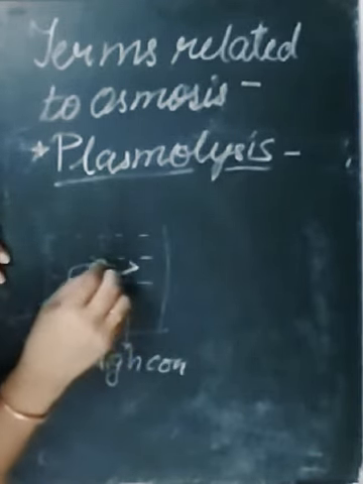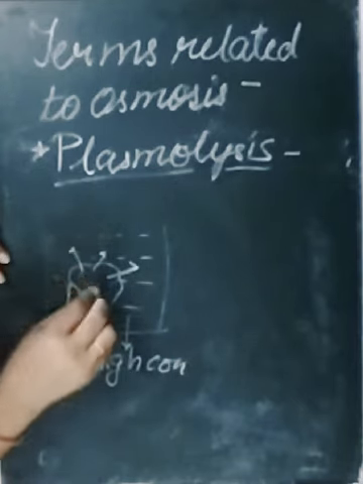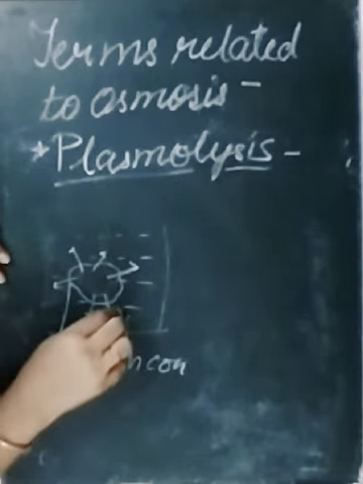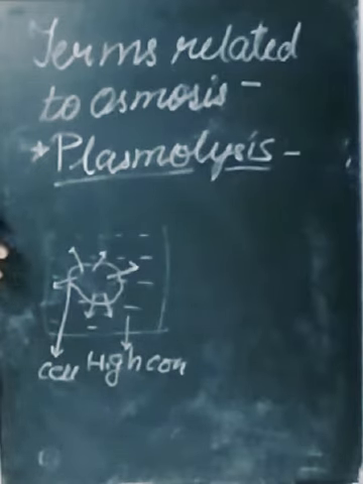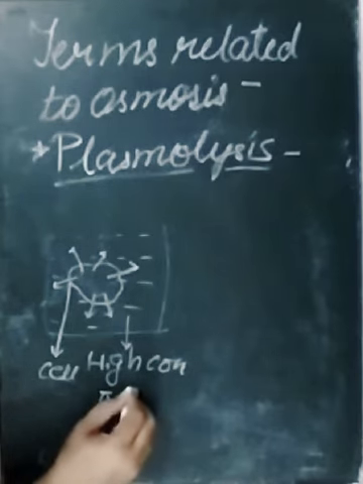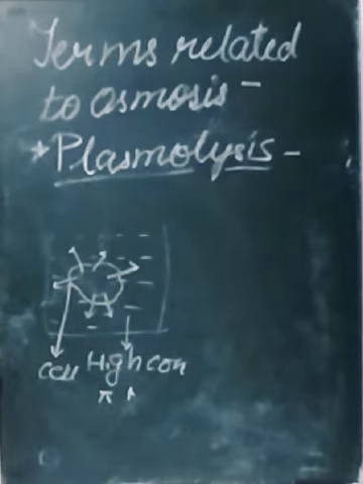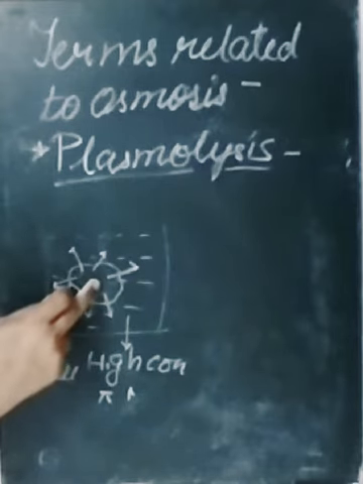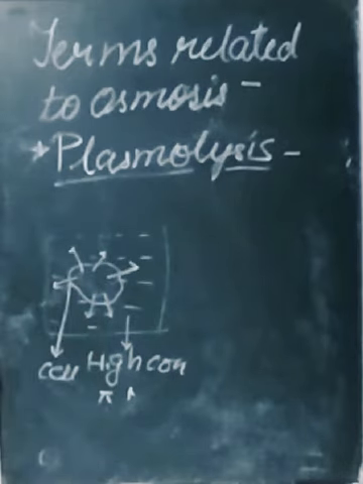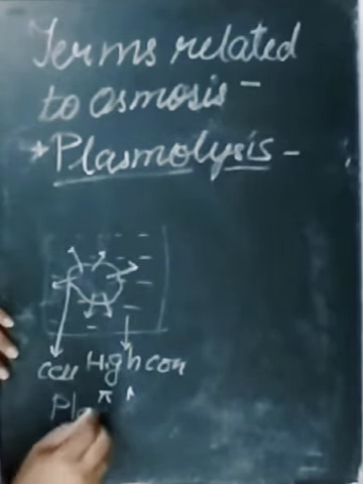The cell will lose water. It loses water and shrinks in size; there occurs shrinkage in the size of the cell. If a cell is kept in a solution where the osmotic pressure is high, meaning high concentration, that means pi is also higher than that of the cell, we will find exoosmosis takes place and the cell shrinks. This condition is known as plasmolysis.